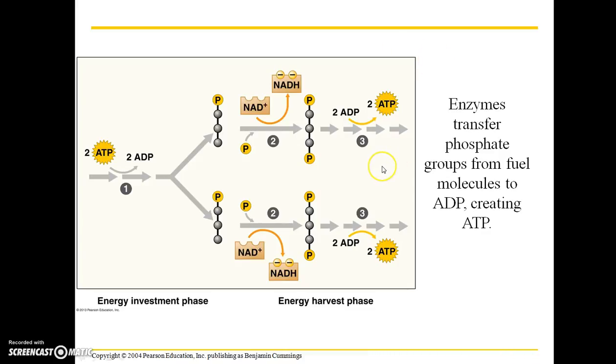Okay, continuing with the cycle, enzymes are going to be transferring phosphate groups from the fuel molecules to ADP, which in turn creates ATP. So those additional phosphate groups are going to create ATP from ADP, and remember that ATP is the universal source of energy for cells to perform their functions with.